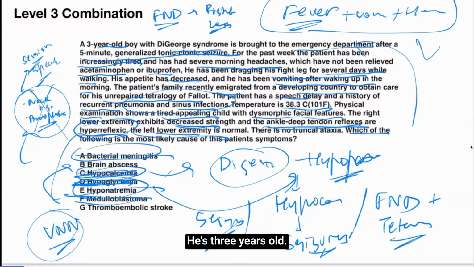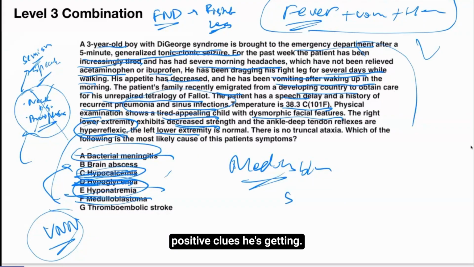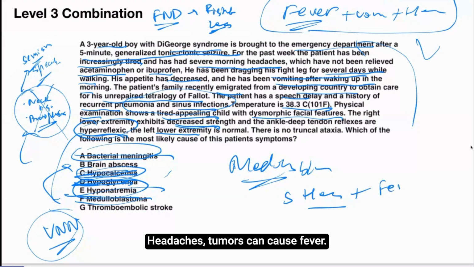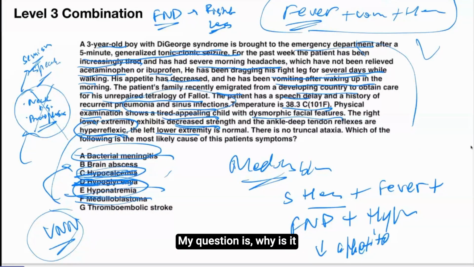Medulloblastoma, he's 3 years old. Can he have a tumor? The answer is yes. But look at one thing. So if he had medulloblastoma, guys, let's look at the positive clues. He is getting headaches. Tumors can cause fever. Tumors can cause focal neurological deficit. They can cause hyperreflexia, which is isolated because it's pressing on a structure. And it can cause decreased appetite. My question is, why is it not medulloblastoma then? That's a good negative clue. No sunrise sign, no fever.